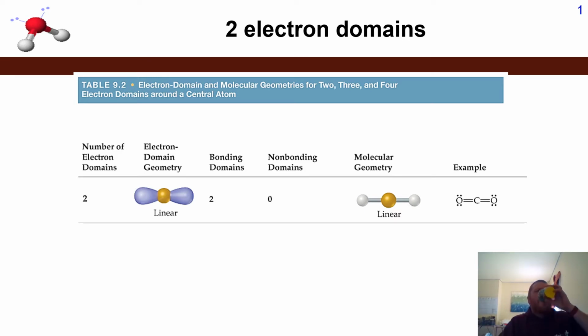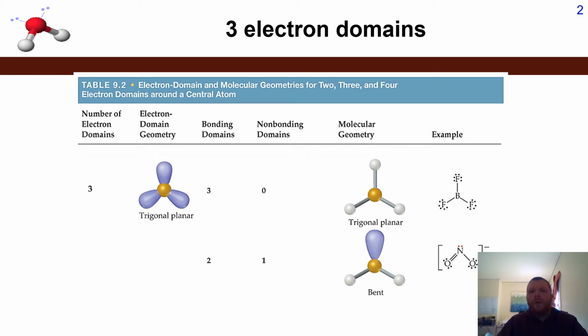Now, it's important to keep in mind that this is all from the perspective of a central atom. Okay, so we can say with respect to that central carbon, this is a linear molecule because we have 2 electron domains, which is represented by 2 double bonded atoms, so those 2 oxygen atoms.